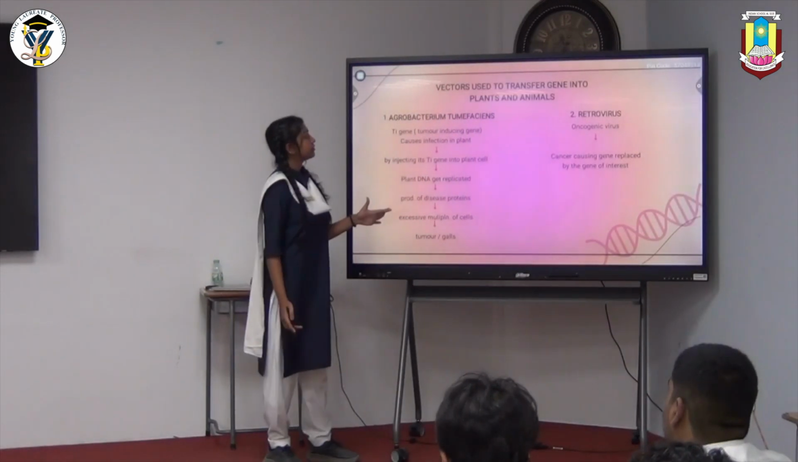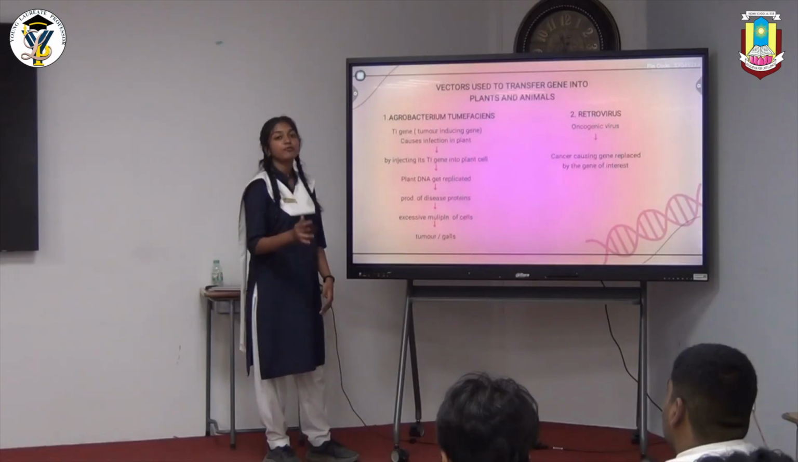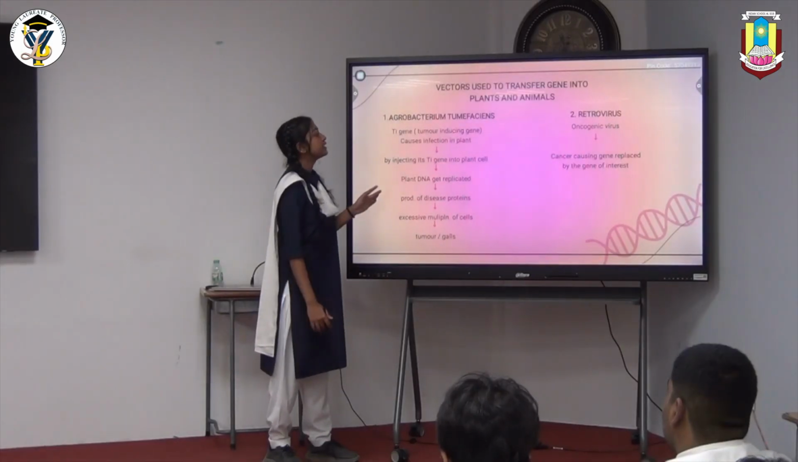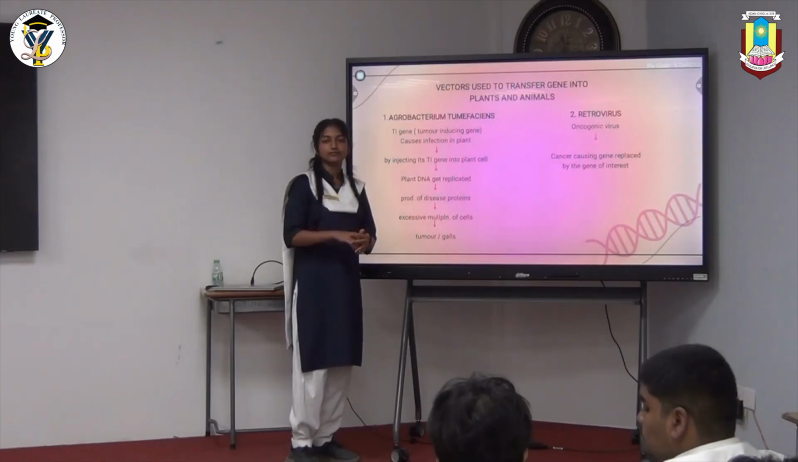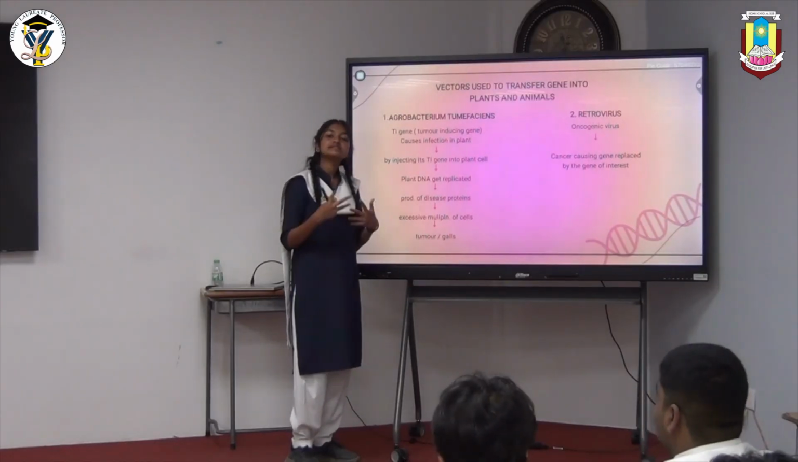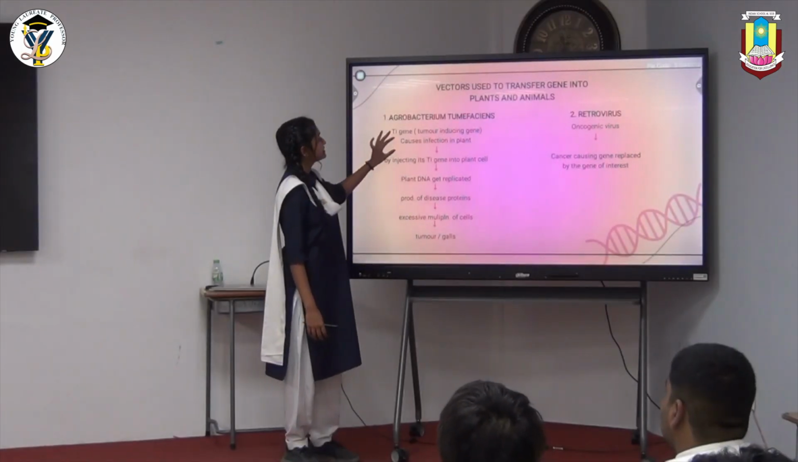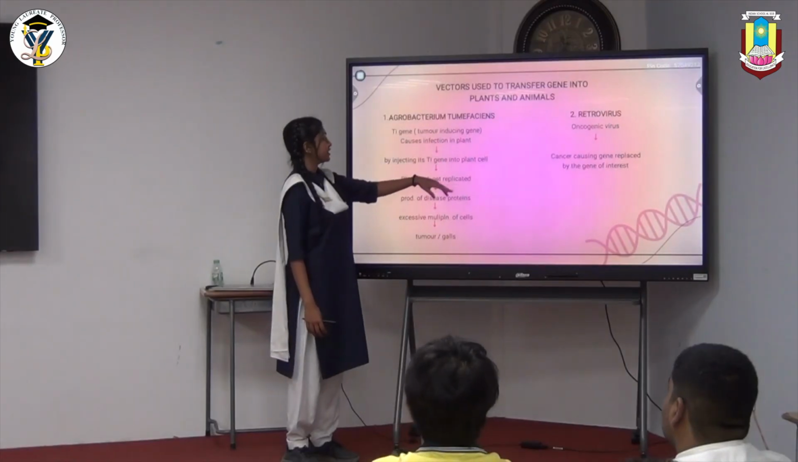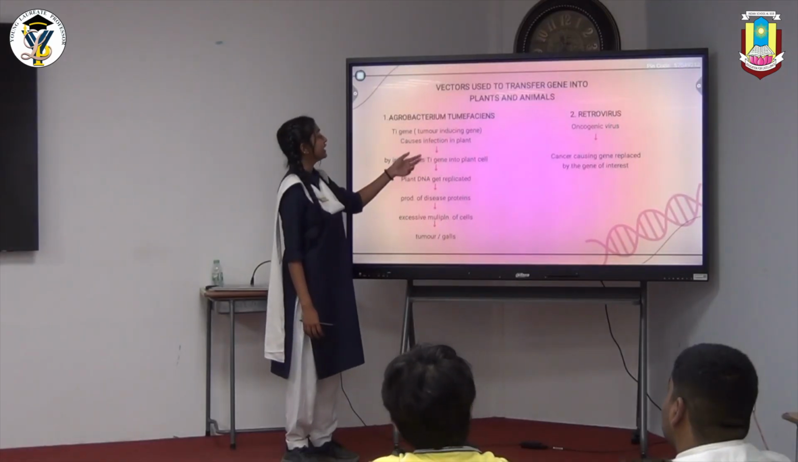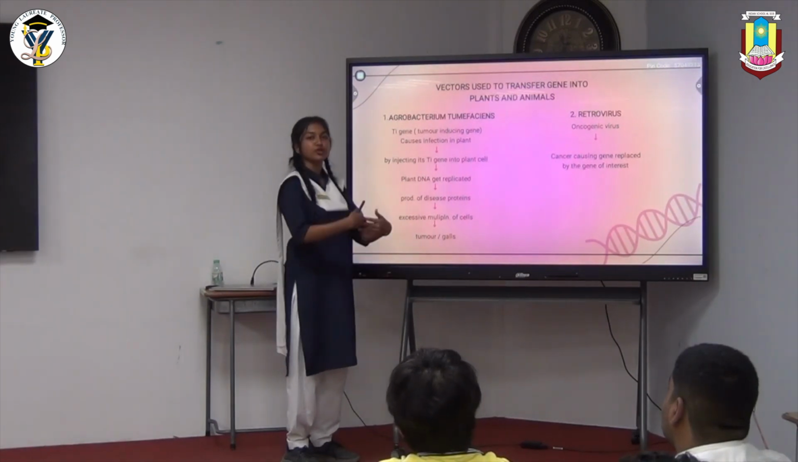Now coming to the final topic that I'll be discussing, which is vectors used to transfer genes into plants and animals. First up, we are coming with the Agrobacterium tumefaciens. It is a natural vector, right? It's a bacteria, a natural vector, where it causes infection in plants. Now, how it causes infection is that it has this Ti gene, which we call the tumor-inducing gene. This tumor-inducing gene causes infection in plants by injecting its Ti gene into the plant cell.